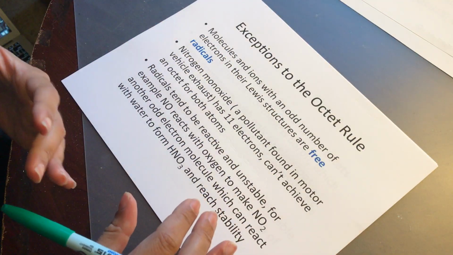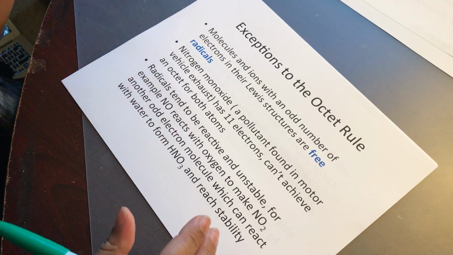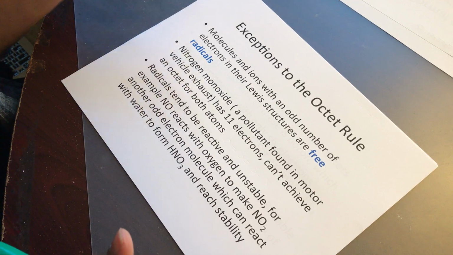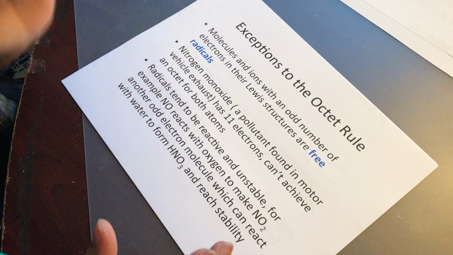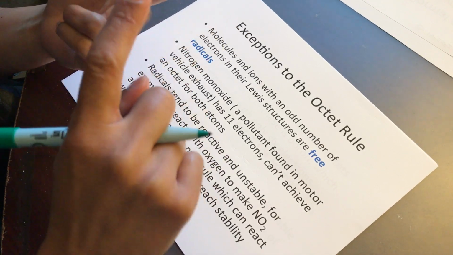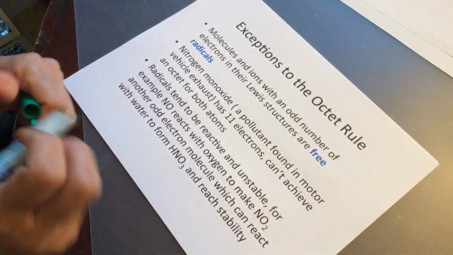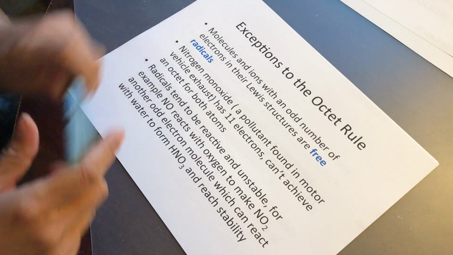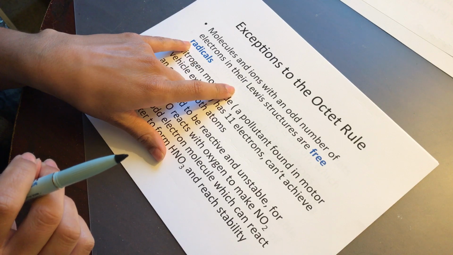This brings me up to the exceptions. For oxygen, we had to rearrange the bonds because oxygen only has s and p orbitals, so it can only have up to 8 electrons in its outer shell. Now there's 3 exceptions to the octet: an odd number, less than 8, and more than 8. Looking first at free radicals. These happen when you have an odd number of electrons. Molecules and ions with odd numbers of electrons in their Lewis structures form free radicals.